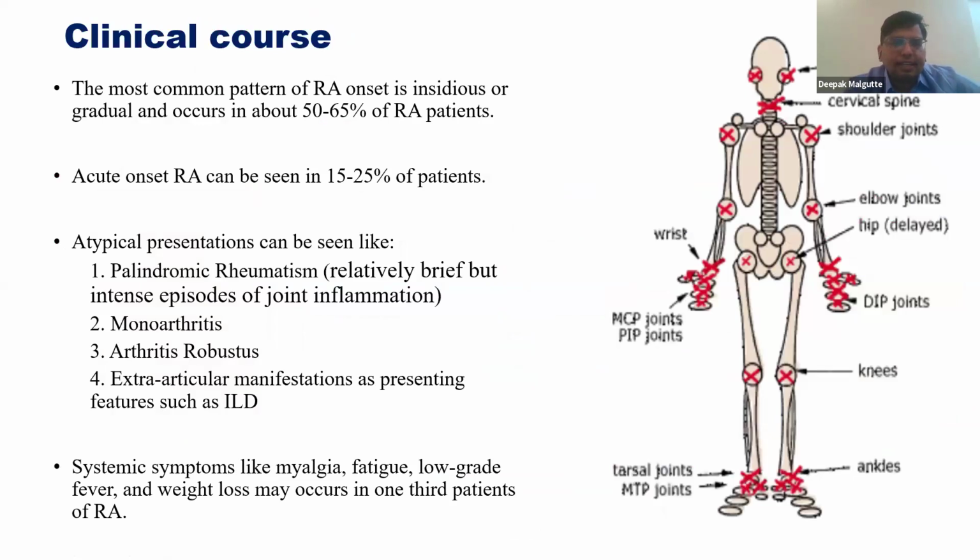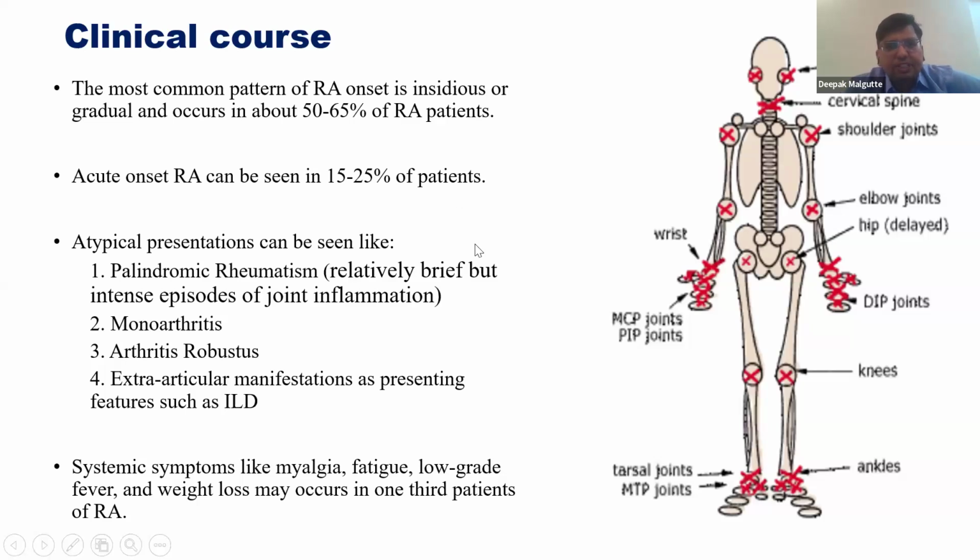So this is the usual clinical course. Most commonly, rheumatoid arthritis is described as having an insidious onset and a gradually progressive, additive pattern of arthritis, which is the usual pattern seen in around 50 to 65% of rheumatoid patients. These are the common joints involved: small joints of the hand, like PIP, MCP, and wrist, then large joints like elbow, shoulder, knee, ankle, MTP joints, and sometimes the cervical spine. The rest of the spinal joints are usually spared in rheumatoid arthritis.